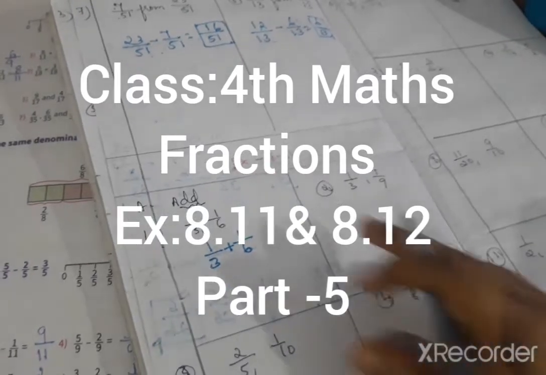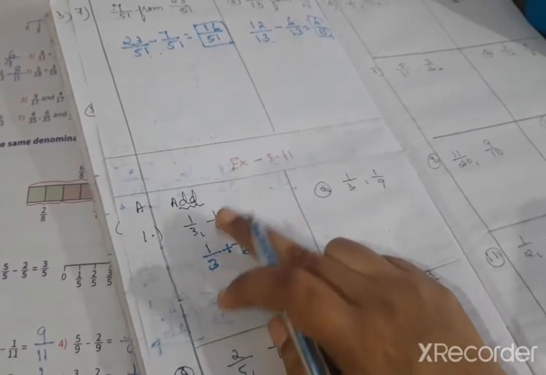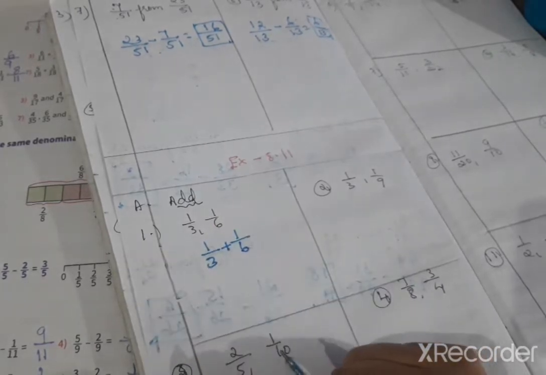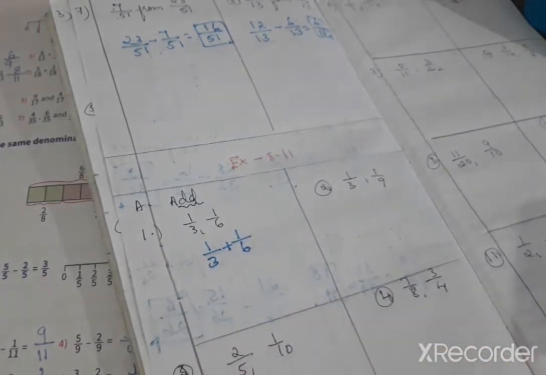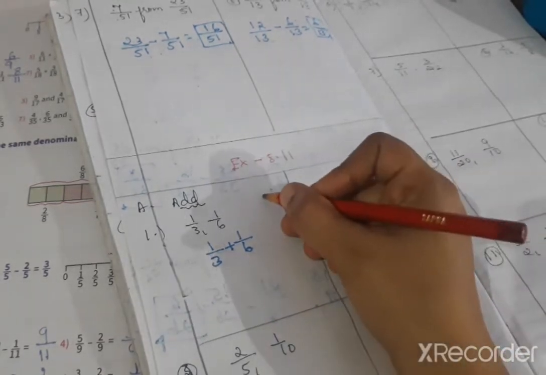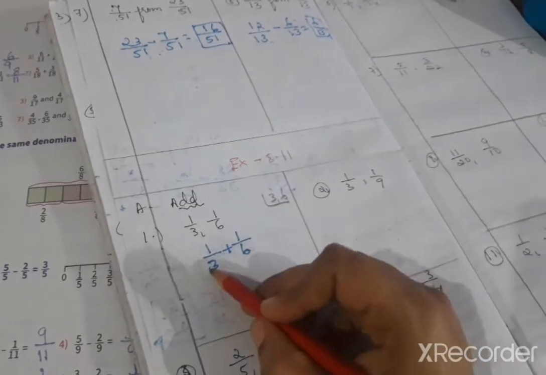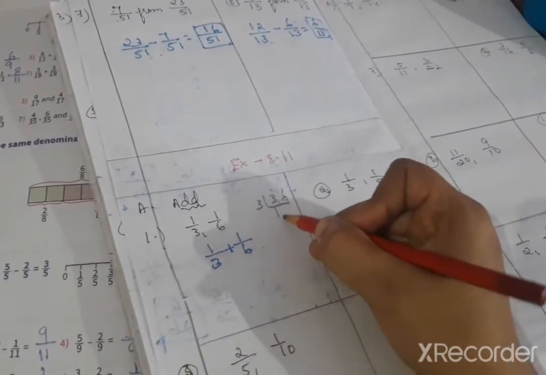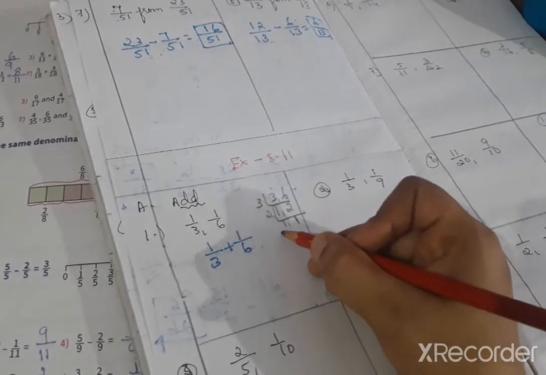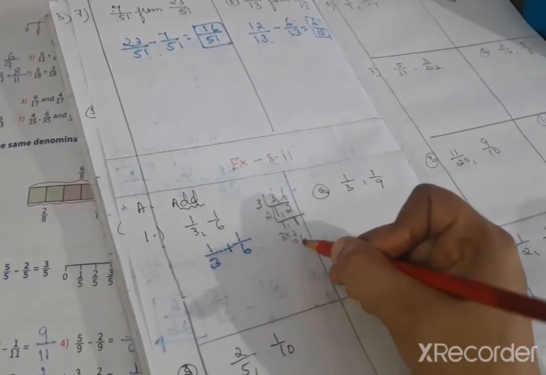Now 8 points, exercise 8.11, add 1 by 3 and 1 by 6. So this is not a like fraction, it is an unlike fraction. So when unlike fractions are given, first we have to find the LCM of the denominators, that is 3 and 6. 3 ones are 3, 3 twos are 6, 1 as it is, 2 ones are 2. So LCM is 3 into 2 is 6.